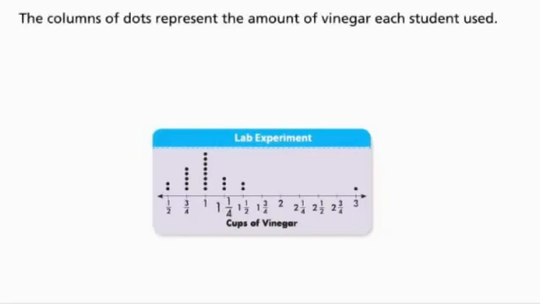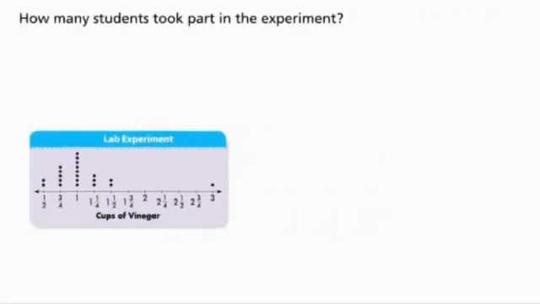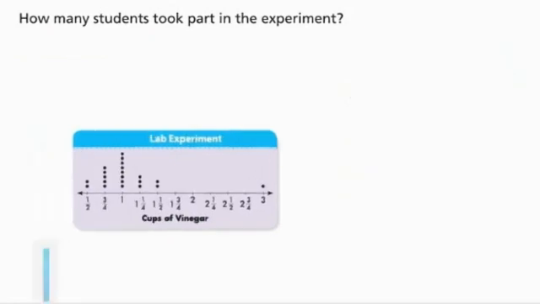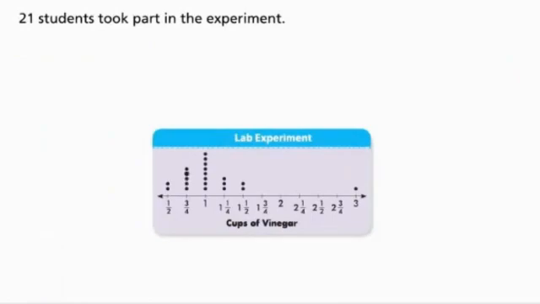The columns of dots represent the amount of vinegar each student used. How many students took part in the experiment? Select your answer. "21 students took part in the experiment."